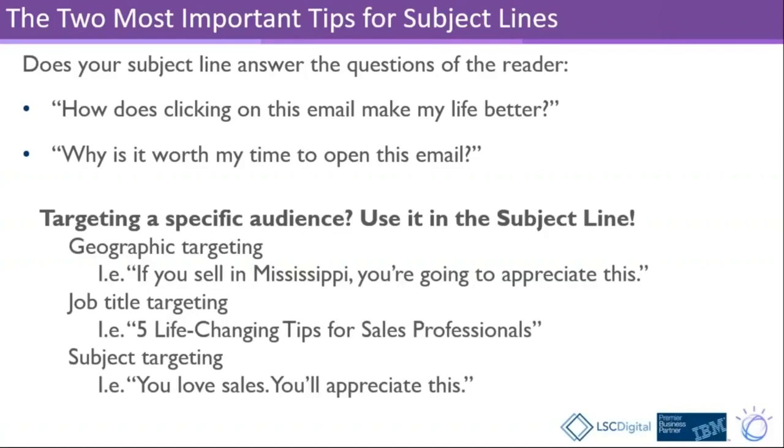Another thing is targeting a specific audience and using it in the subject line. I've been testing personalization in subject lines for years now. To be 100% honest, I have never seen any real great bump from inserting somebody's name. Where I've seen, without exception, an improvement in open rates is geographic targeting. So if you're focusing on people in New York, or in this example, people in Mississippi, use it in the subject line.